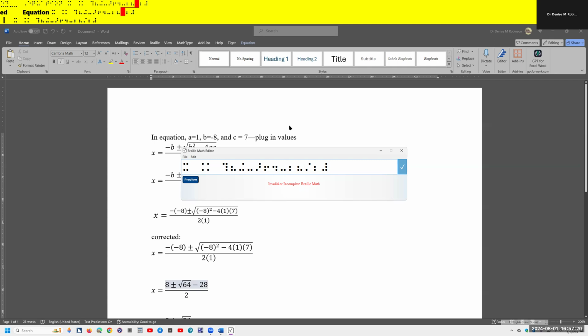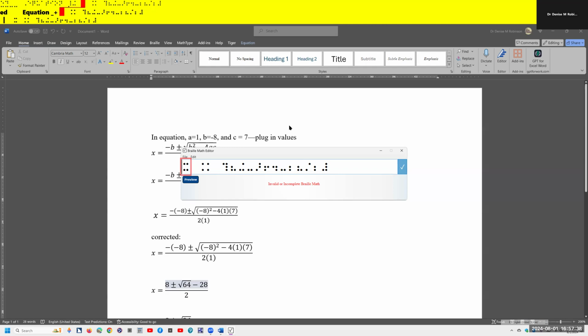1 2 4 5 6. Dots 1 3 4 6, Braille space. Dots 4 6. Dots 1 3, Braille space. Let's try that again. I'm not really actually sure. I probably hit a wrong key there. Let me go ahead and route my cursor to that again. Actually, I am there. I want to see what my cursor did.